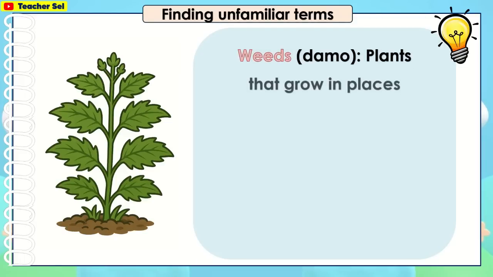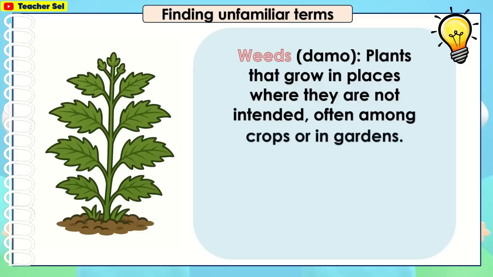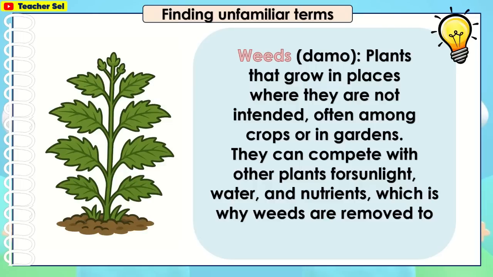Weeds, damo. Plants that grow in places where they are not intended, often among crops or in gardens. They can compete with other plants for sunlight, water, and nutrients, which is why weeds are removed to help crops grow better.